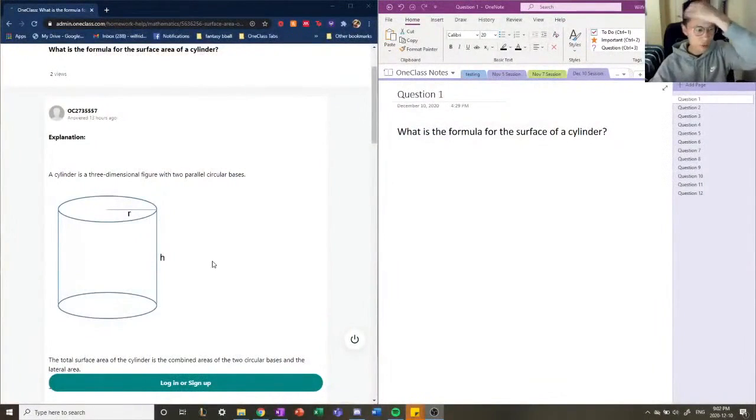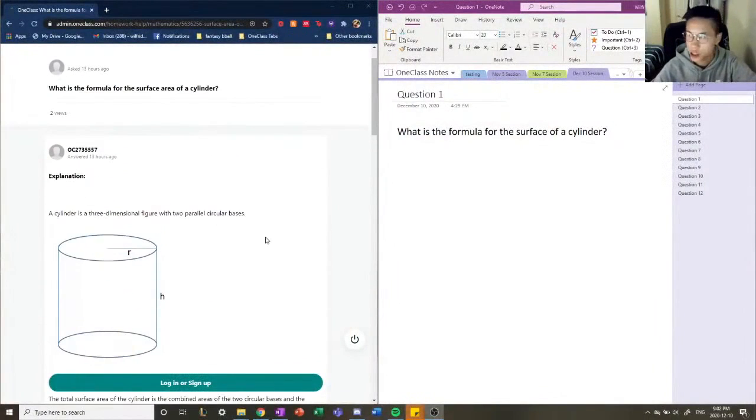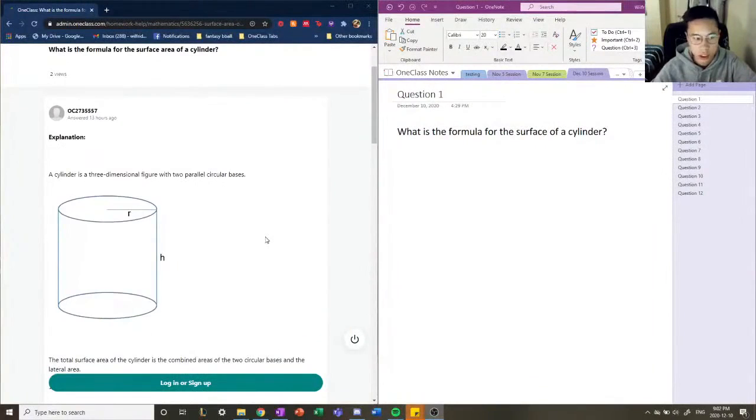Okay, so the first question reads, what is the formula for the surface area of a cylinder? A cylinder is a three-dimensional figure with two parallel circular bases. The criteria for a cylinder is that, first of all, these circles have to be the same size, so they have to have the same radius. You can't have a cylinder with circles with different radii. And the second part is that they're parallel to each other, and that there is a surface encapsulating the area between the two circular bases.